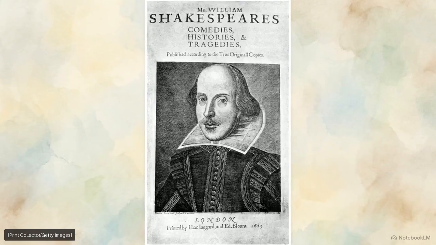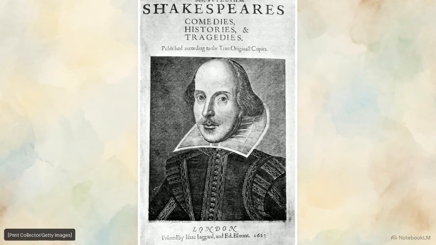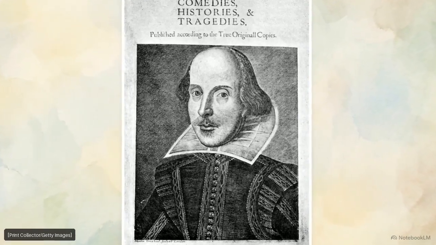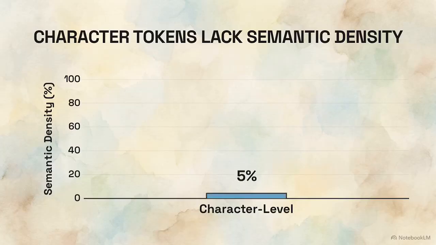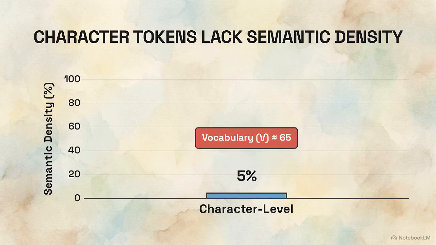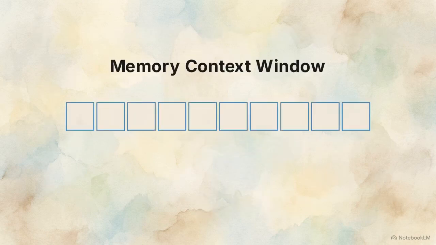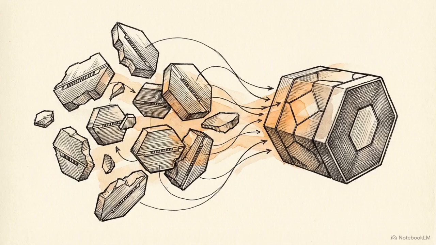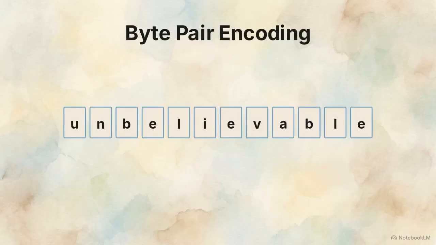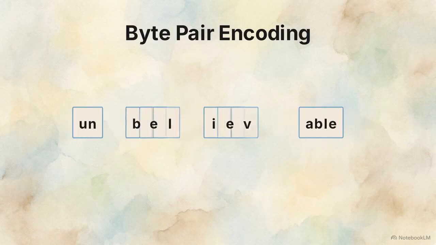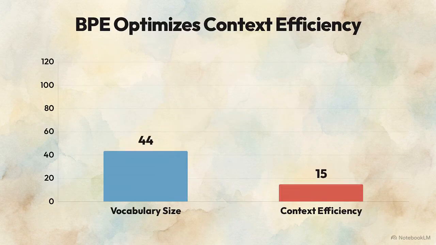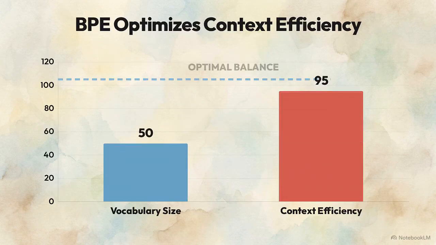Early baby GPT experiments attempted character-level modeling, assigning a unique integer to every individual letter and punctuation mark in Shakespeare's texts. While this requires a tiny vocabulary of about 65 tokens, it lacks semantic density. The model's limited memory window fills up with individual letters rather than meaningful concepts. Modern models solve this using byte pair encoding, or BPE. BPE is an algorithm that iteratively merges the most frequent pairs of characters into new, larger subword units. This balances a manageable vocabulary size with high context efficiency.